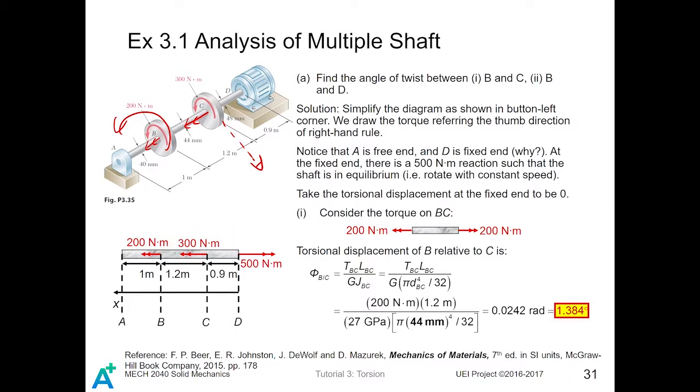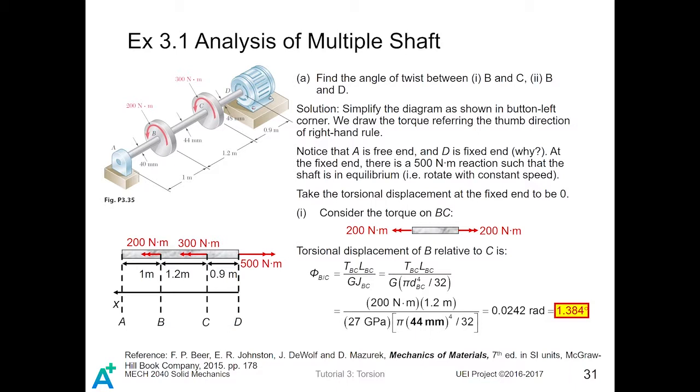At the same time, we notice that there is no torque at point A. Besides, the whole system is rotating at a constant speed. That means there is no total net torque on this system. Consequently, there must be a reaction torque, which is 500 Nm acted by the motor on this circular shaft. Notice that although the motor is rotating very fast at this end, we treat it as a fixed end.